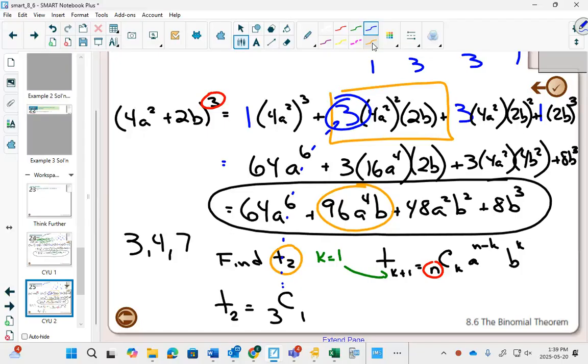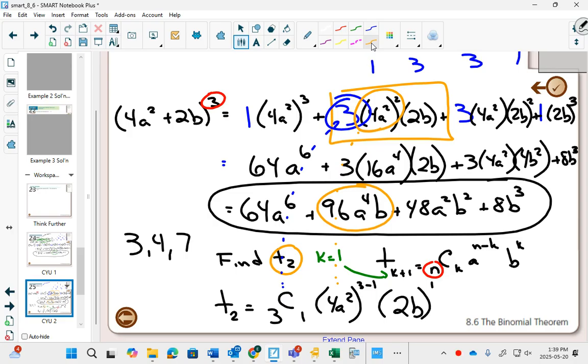Next, the a is my first term, which is 4a squared to the 3 minus 1. Can you see that matches up with the 4a squared squared? And then what's my b, which is my 2b? The k is 1, to the 1. It matches up with that 2b in that orange box.